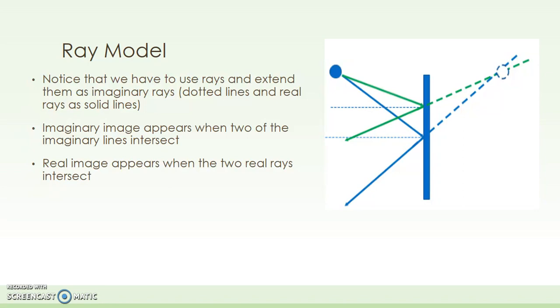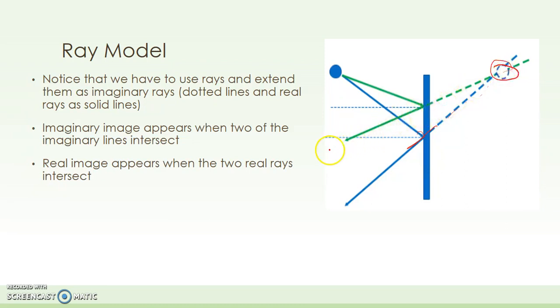Ray model. Notice that we will use rays and extend them as imaginary rays, which are usually represented by dotted lines, and the real rays as solid lines. An imaginary image appears when the two imaginary lines intersect. So we can see here in our example that when we extend those lines based on that ray diagram, on this side they're dotted. This is where they're going to intersect.